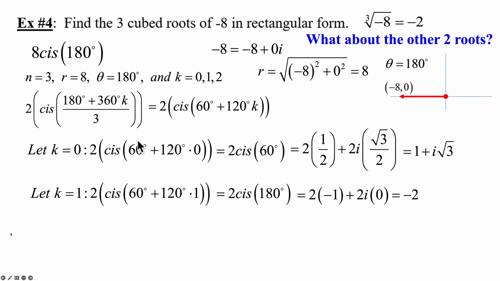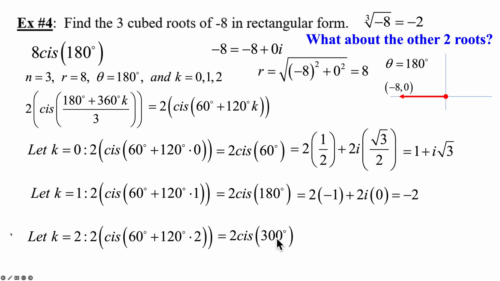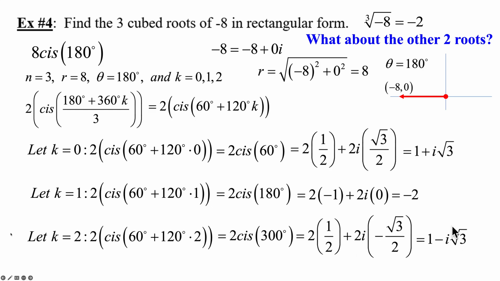Then for the third one, we put 2 in for k. So now 120 times 2 is 240 plus 60. That makes 300 degrees. So 2 cis 300 degrees. That's a 60-degree reference angle, but it's down in quadrant 4. So this was a 60-degree reference angle in quadrant 1, so my x, my cosine, will stay positive, but now my y, dropping down into quadrant 4, becomes negative. So it's just like this with a negative square root of 3 over 2. The 2's cancel, and it becomes 1 minus i square root of 3.